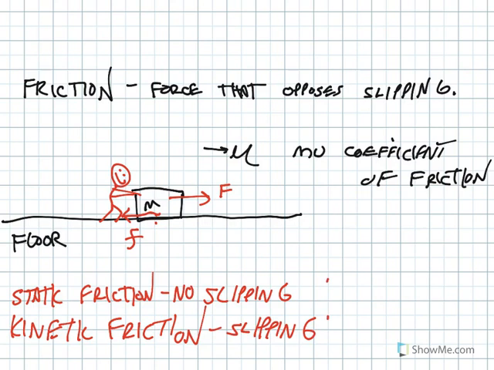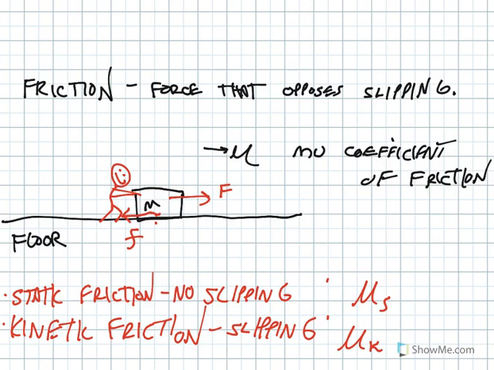These two both have their own coefficient. They'll be close to each other, but typically the coefficient of static friction is going to be a little bit bigger than the coefficient of kinetic friction. That just means it takes a little more force to start something moving than it does to keep it moving. The way that we represent those coefficients is with mu: mu sub s for static and mu sub k for kinetic friction. Sometimes we won't use the subscripts. You can tell from the problem whether it's slipping or not slipping.